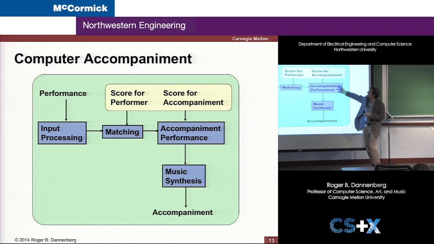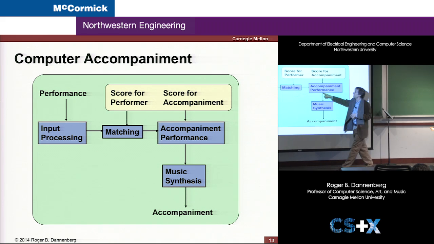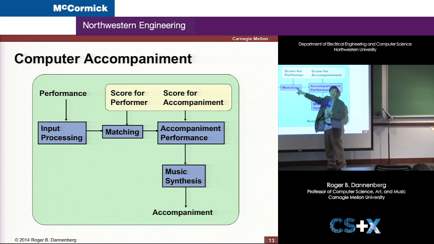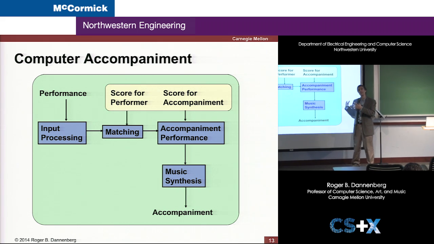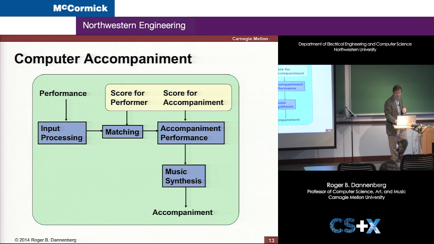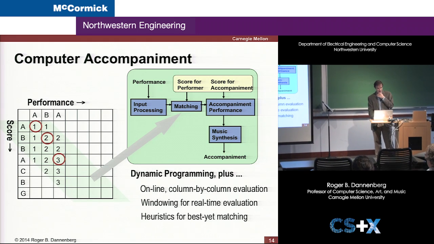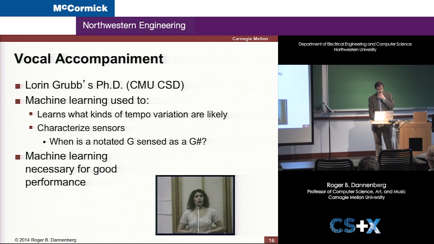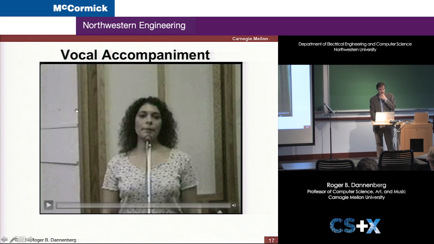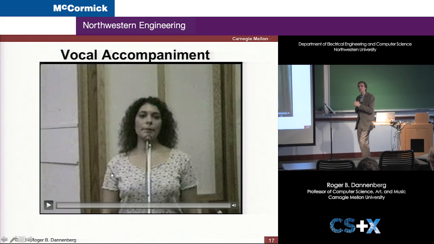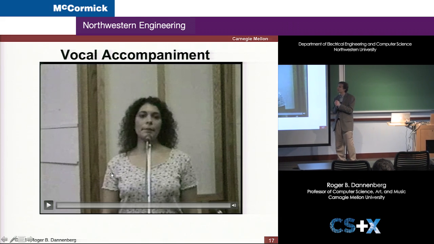And then there's the other half of the system, the accompaniment performance, where once you think you know where the player is and has been, you can try to estimate the tempo and schedule and synchronize the accompaniment in a musical way. So that's basically what's going on there. I'm going to skip over some details and just play another example of some later work in accompaniment.